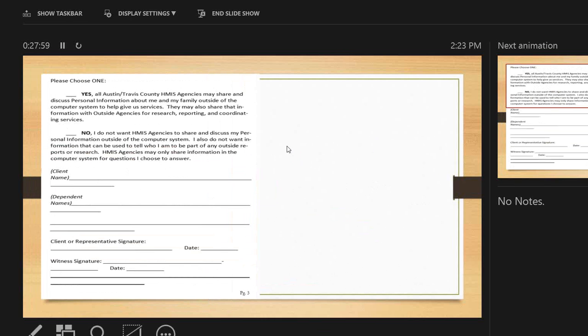Okay. Please choose one. So either, yes, all Austin Travis County HMIS agencies may share and discuss personal information about me and my family outside of the computer system to help give us services. They may also share that information with outside agencies for research, reporting, and coordinating services. Or, no, I do not want HMIS agencies to share and discuss my personal information outside of the computer system. I also do not want information that can be used to tell who I am to be part of any outside reports or research. HMIS agencies may only share information in the computer system for questions I choose to answer.